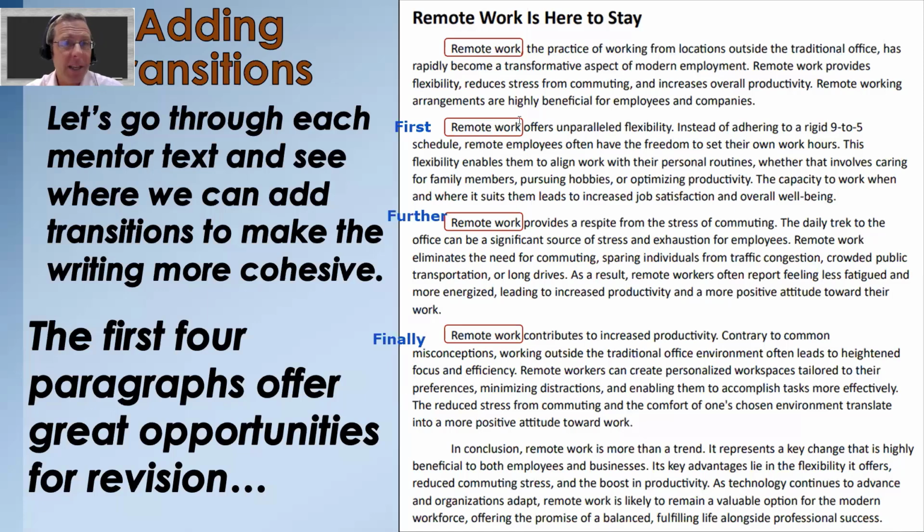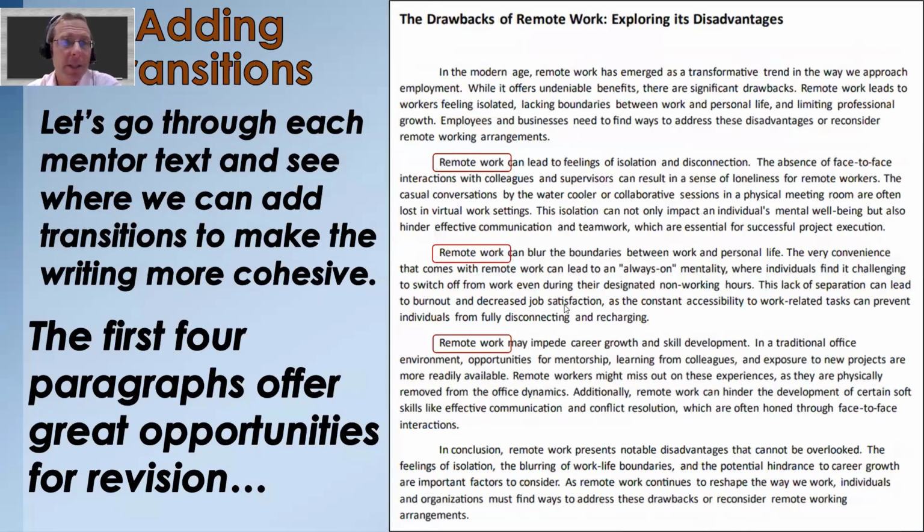Okay, all of those words help my reader to know that I'm starting with one reason, then I'm moving to my next one, then I'm going to my third and final reason. So it helps to give some continuity to your writing. Okay, and we can do the same thing with this example here.